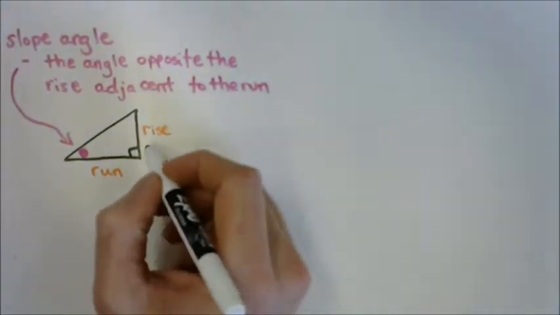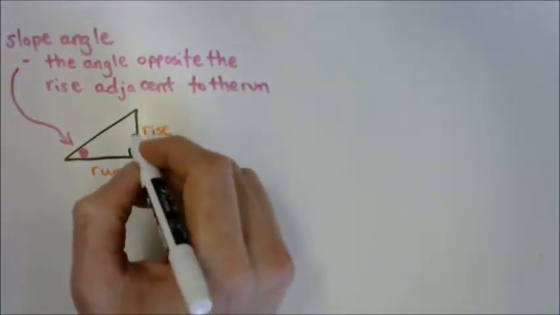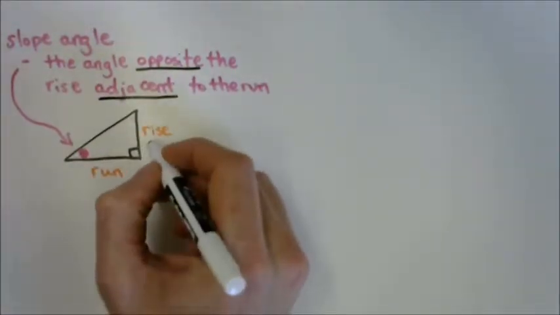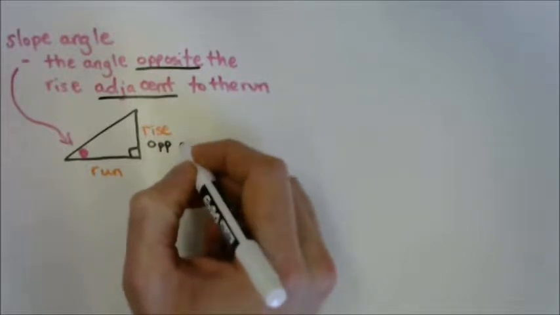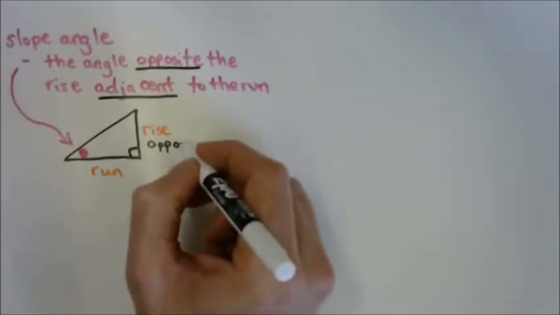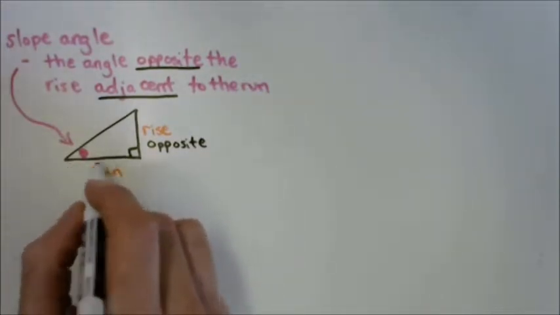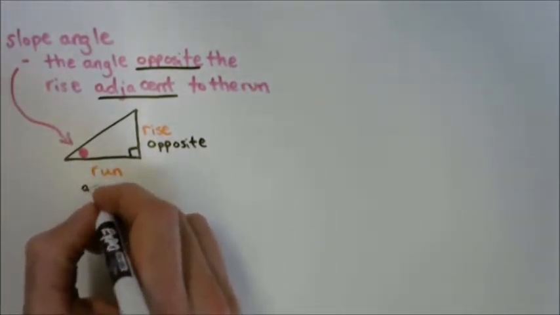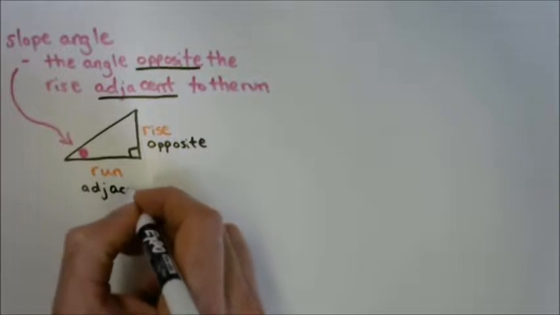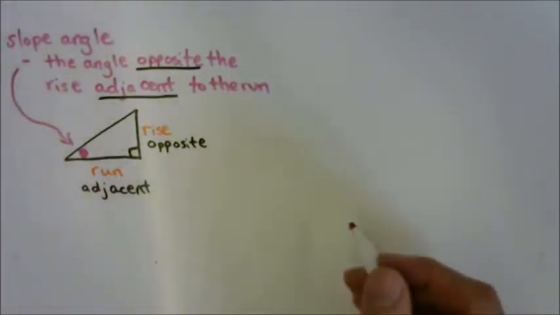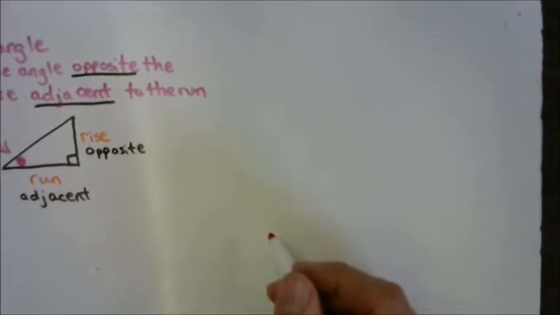We also have other names for these. This opposite and adjacent just came into play. This side can also be called the opposite. And this side, the one that's adjacent to the angle in question, is just called the adjacent side. We're going to move across to a second definition, which is what we're going to be talking about specifically today.